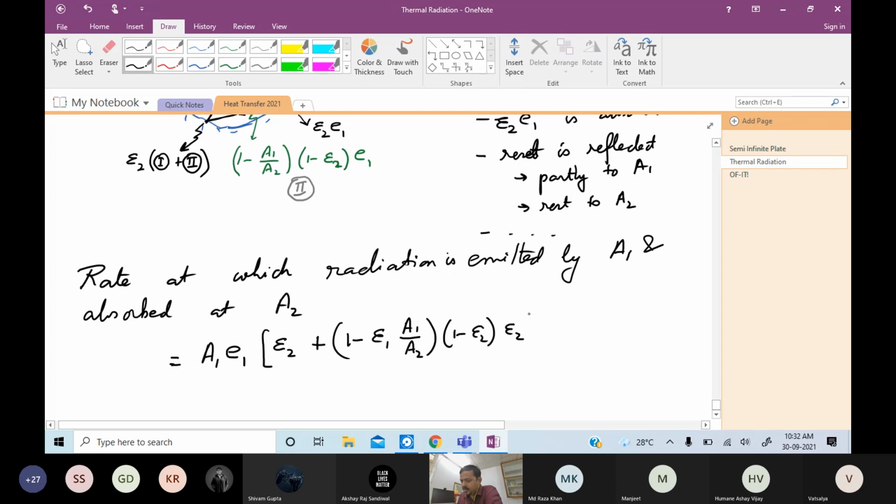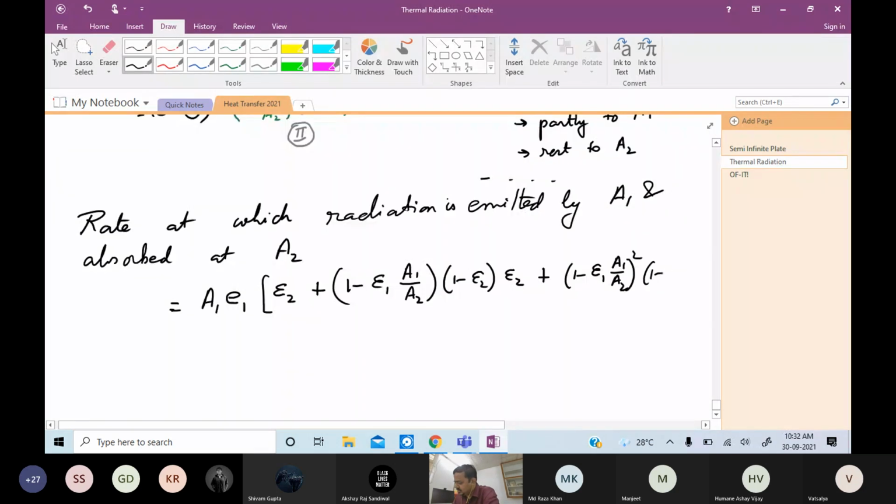If you just do this 1 plus 2, that's what you will get. Plus, you will then find 1 minus epsilon 1 A1 by A2 whole squared. Again, in this next iteration you will find 1 minus epsilon 2 whole squared, epsilon 2, plus and so on. So then again, a geometric series, and each term is less than 1.